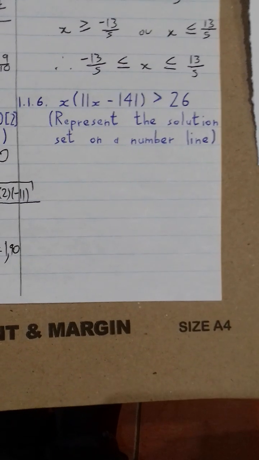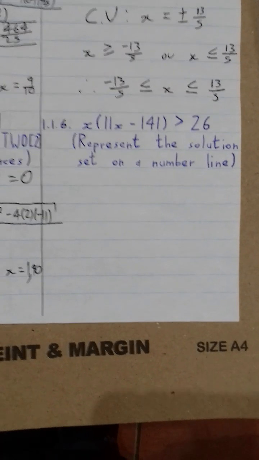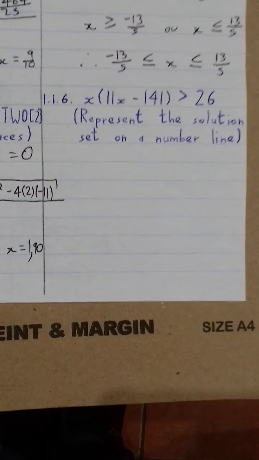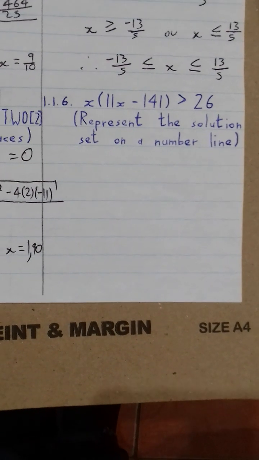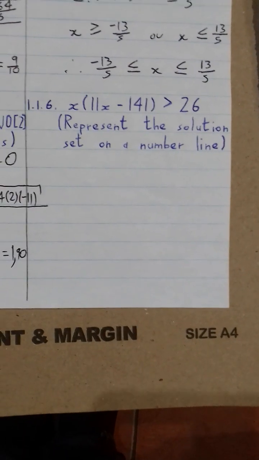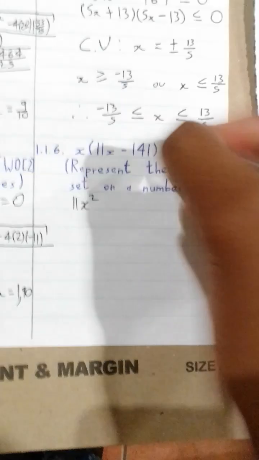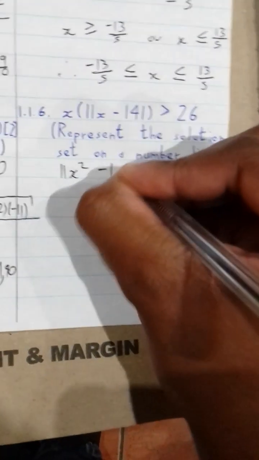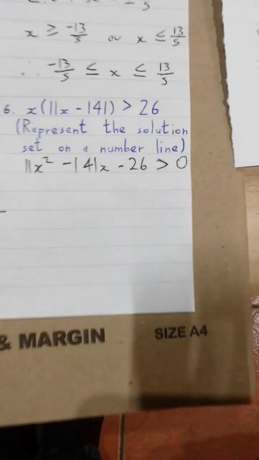1.1.6, x open bracket 11x minus 141 close bracket is greater than 26. Then it states represent the solution set on a number line. Not enough space. Standard form: x times 11x is 11x squared. X times negative 141 is minus 141x. 26 goes to the other side, it becomes minus 26 greater than 0.